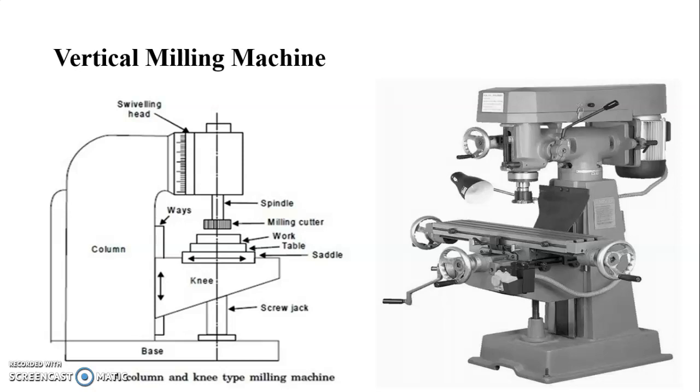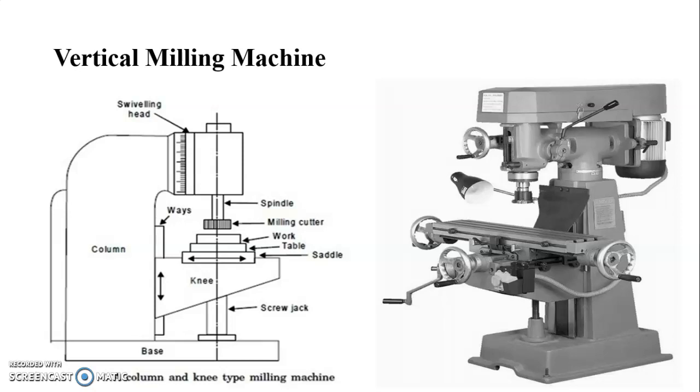Next part, that is the saddle. It is mounted on the knee and can move over it in a crosswise direction. Accurately machined guideways are provided on the top of the saddle. So the next part, that is the table. The table is mounted on the saddle and can be moved in the longitudinal direction. The table is provided with T-slots to hold the workpiece. Also the cutting fluid can be drained back to the reservoir through these slots.